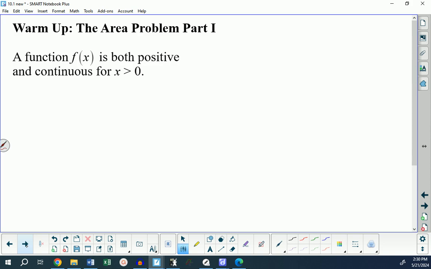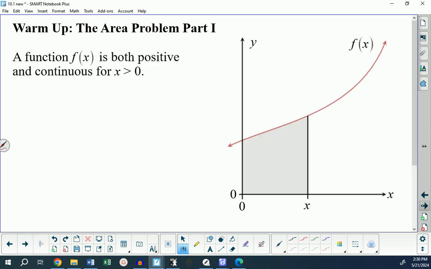A function is both positive and continuous for x greater than 0. I think if I had to retype this, I would say greater than or equal to 0. Okay? So what we're talking about is a function that looks like that. It doesn't have to have that curve, but what is important is the function is positive everywhere. It doesn't matter, but I'm going to say everywhere including 0 and to the right of 0.